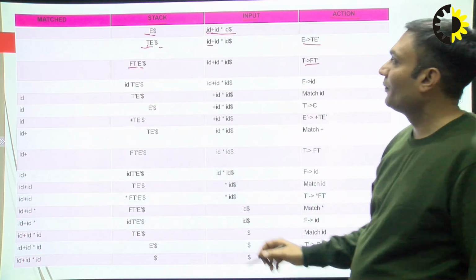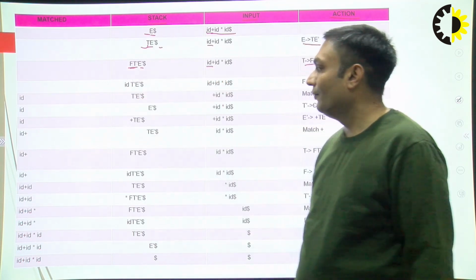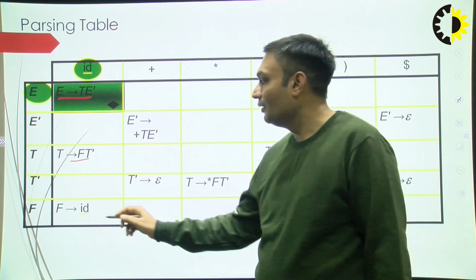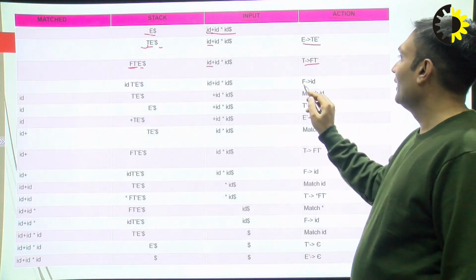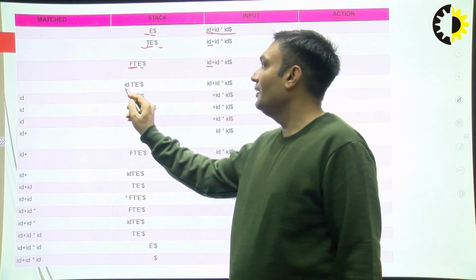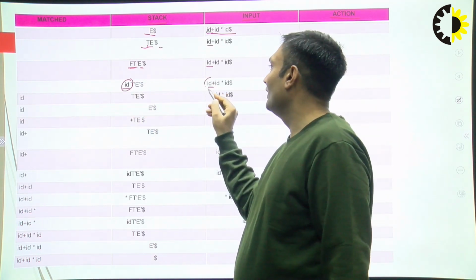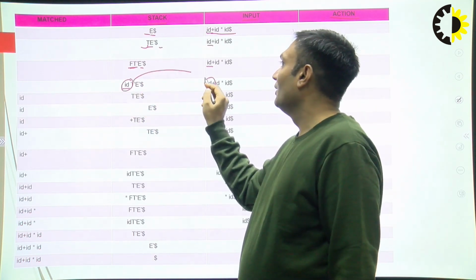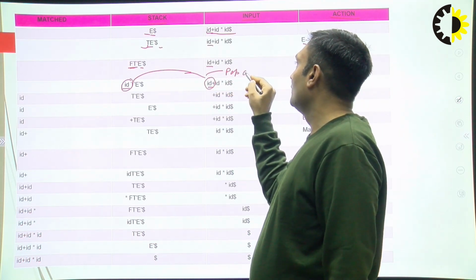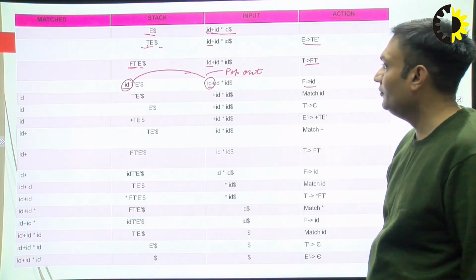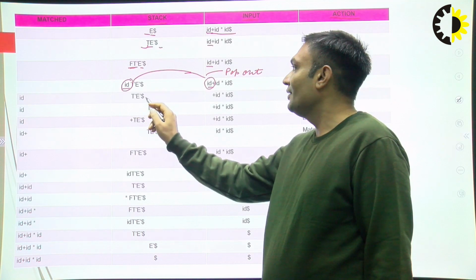Action is this one. Now F on this id. We will see again F on this id, there is a rule F to id. F to id is a rule. Then id and id. Now if this value and this value get matched, then we will pop out. Now similarly, the remaining part is T dash E dash.